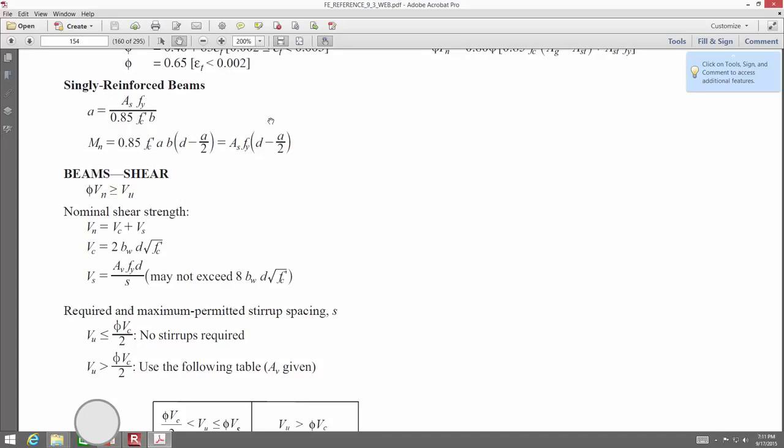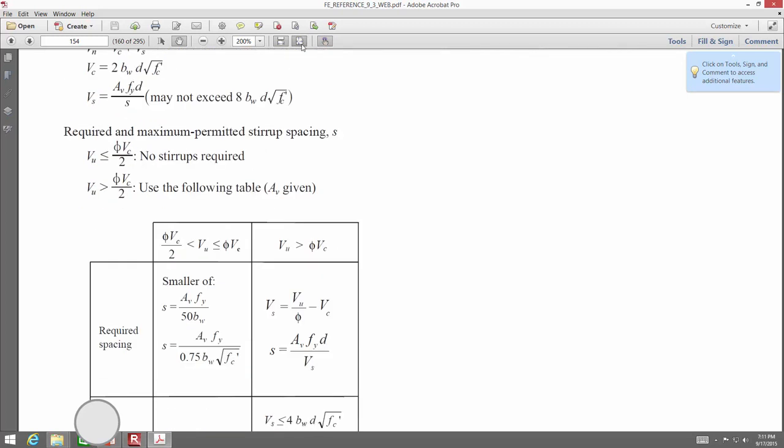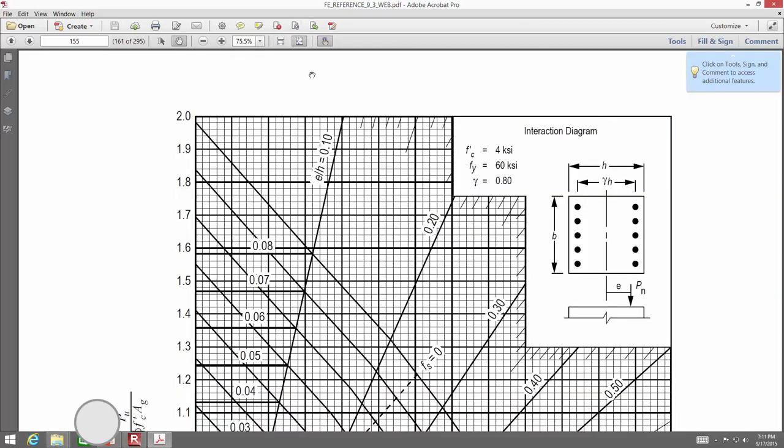Remember that whole concept of development length? Don't really see anything with development length in here, do you? In fact, the only thing you see other than these formulas are your beam column charts. And it's really just one beam column chart at that. Remember, you calculate your Kn and your Rn parameter. Let me pull that up.